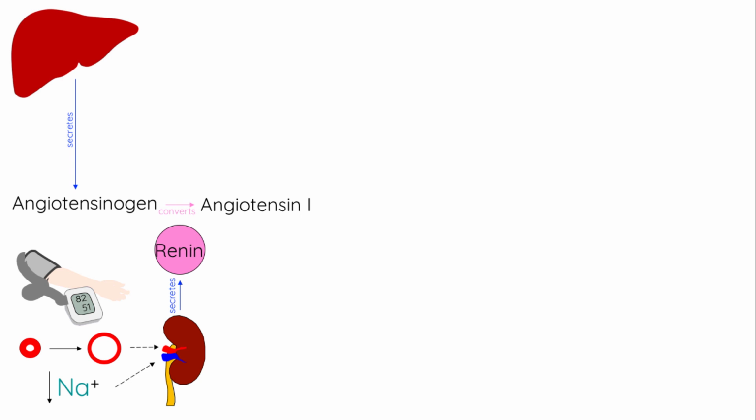Renin converts angiotensinogen into another peptide, angiotensin-1. Angiotensin-1 then enters the blood, and instead of sticking around, it quickly gets converted into another molecule creatively named angiotensin-2 by another enzyme known as angiotensin-converting enzyme, or more commonly known as ACE.